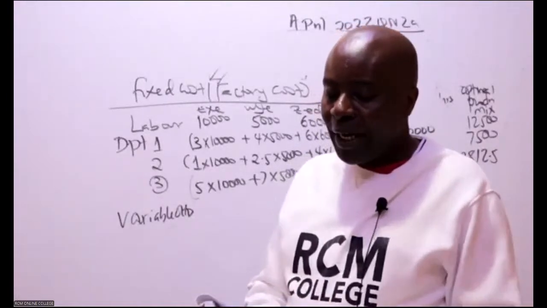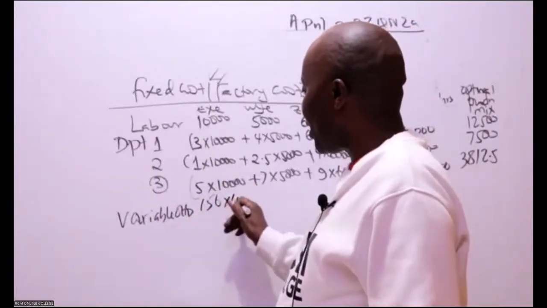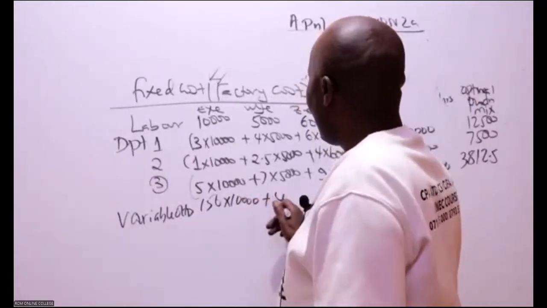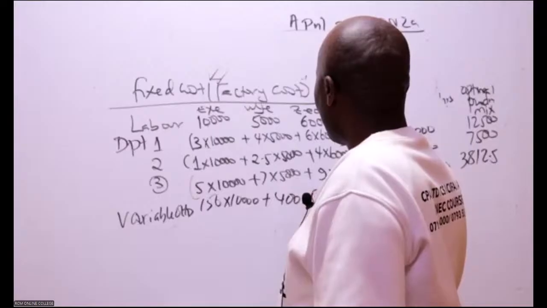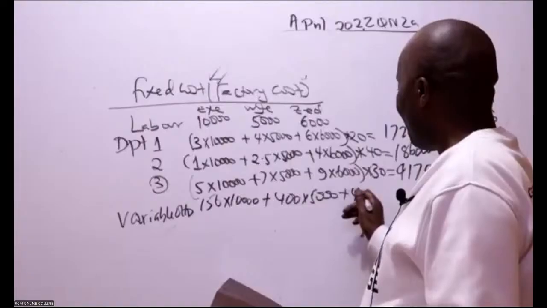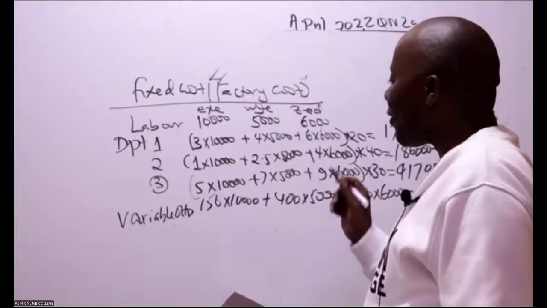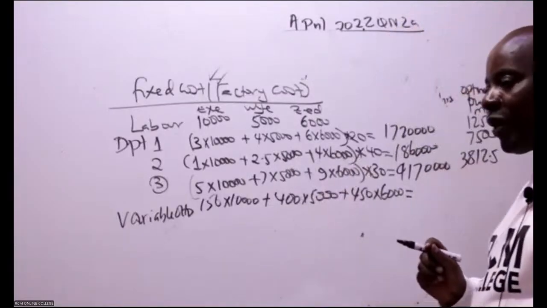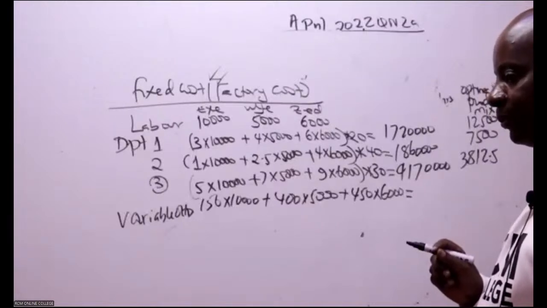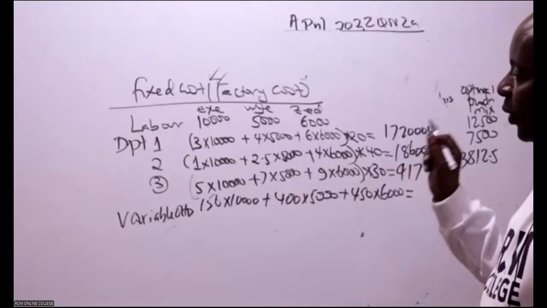The variable overheads, I can see there 150 per unit, Kenya shillings, so times 10,000 for X. Plus I can see variable overheads there, 400 times 5,000, plus we have here 450 times 6,000 units, because the figures given there are for each unit. So I need to multiply them with the number of units.